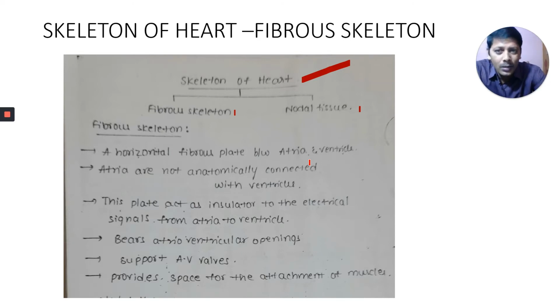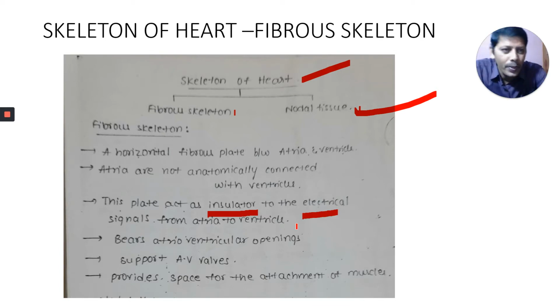In the next part we are going to discuss nodal tissue. At that time, I will tell you what an action potential is. This plate acts as an insulator to the electrical signal from the atria to ventricles. It does not allow the electrical impulse to pass from the atria to ventricles. It is stopping here, acting as an insulator.